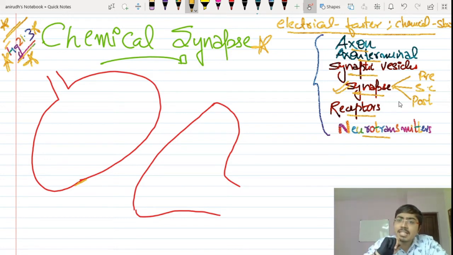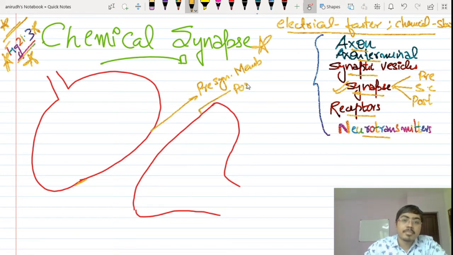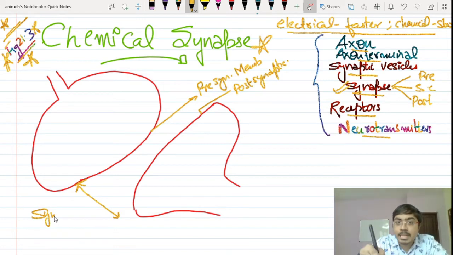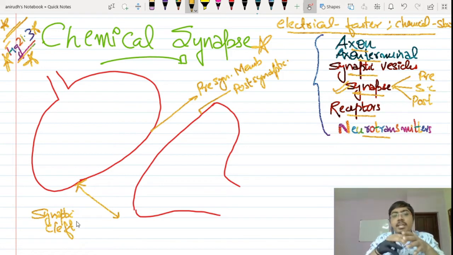Now, what is the presynaptic membrane? Which is the presynaptic membrane here? This is your presynaptic membrane. Okay, and this will be your postsynaptic membrane. And this is called by the name of your synaptic cleft, the gap between the presynaptic membrane and the postsynaptic membrane. It is a cleft between the presynaptic and postsynaptic membrane.